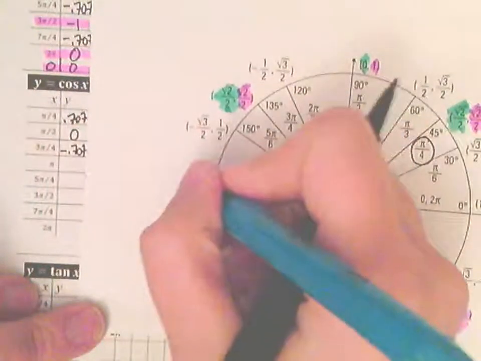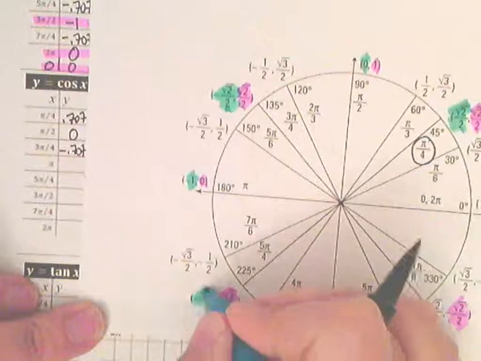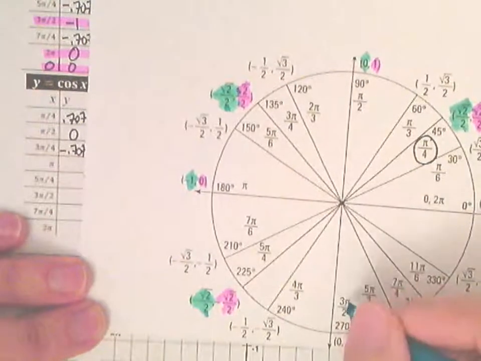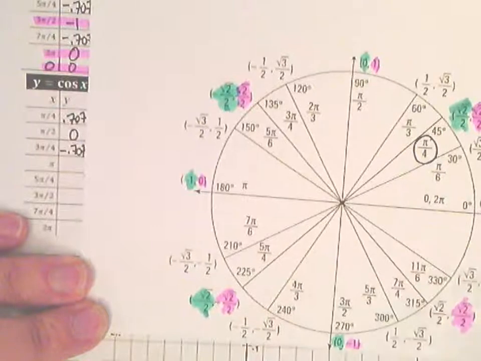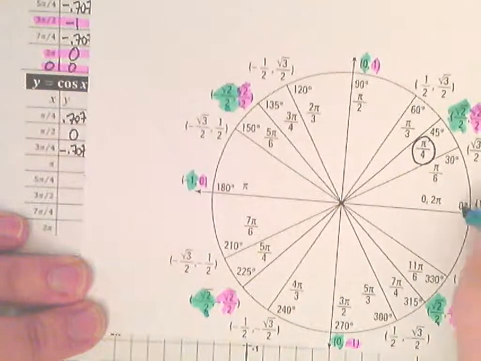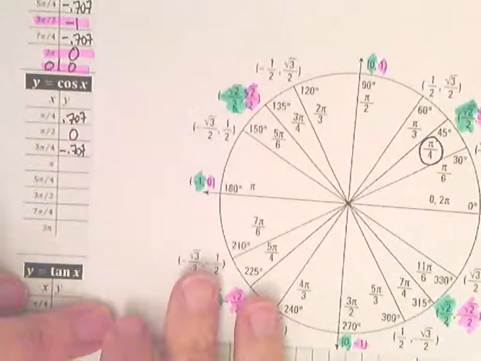At pi, it's negative 1. At 5 pi over 4, it's negative square root of 2 over 2. At 3 pi over 2, it's 0. At 7 pi over 4, it's square root of 2 over 2. And then at 2 pi, it's going to be 1. So I'm just going to fill those in.